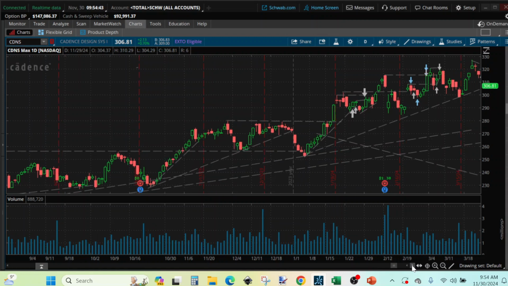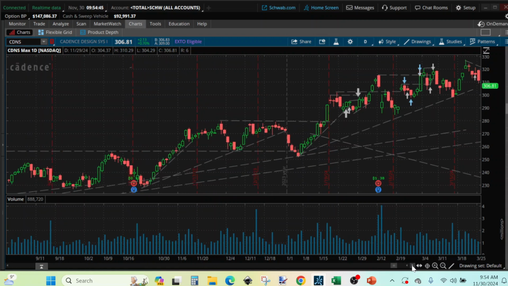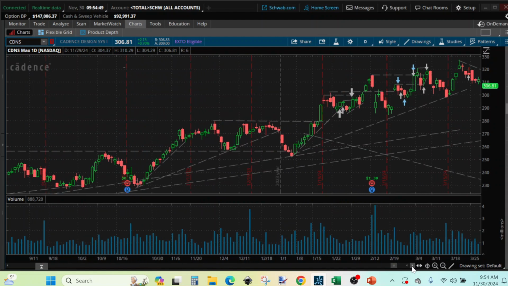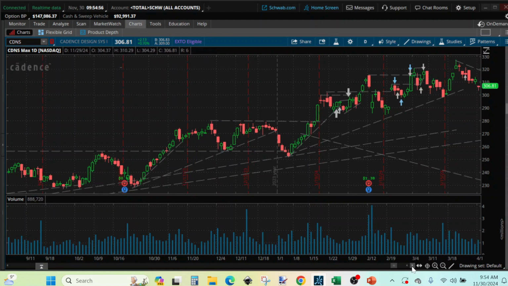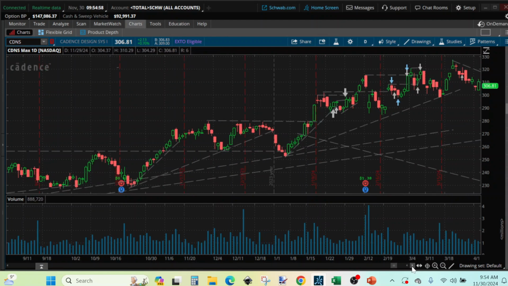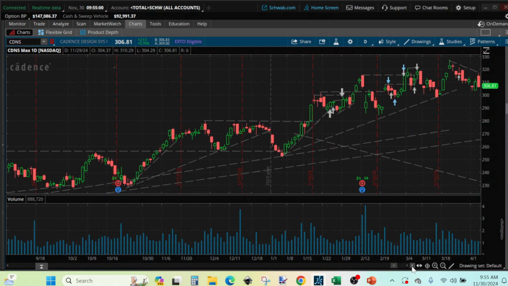Then we have a pullback, then we have our first green. So on that first green we will buy. And then it pulled back on us, and then it went up, it pulled back but went up enough that we'll be able to, depending on the day, you might have profit but it will close there, so you might still have a loss. So we will hold on to it.